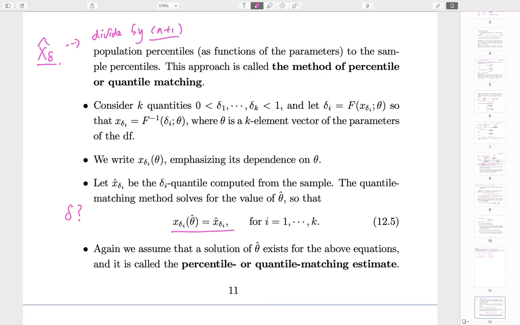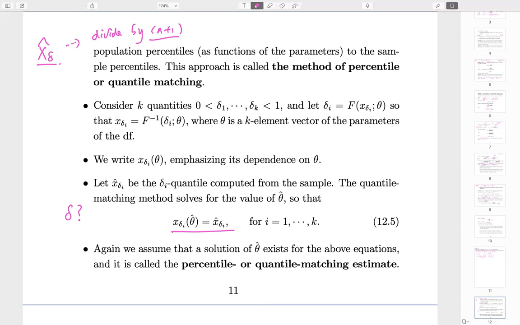Remember, under the moment matching, we start with the first moment, then go to the second moment if there are 2 parameters. If there are 3 parameters, we will do first, second, and third. But here, for quantile matching, delta can be anything between 0 and 1, right? Should we pick 10%, 20%, 50%, or 90%? There is no universal rule that everybody agrees on.